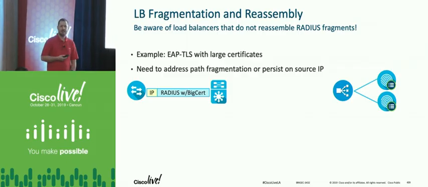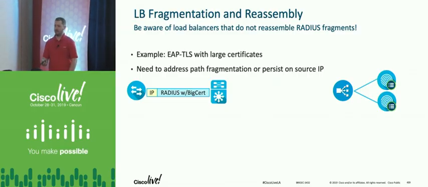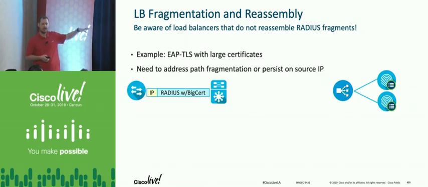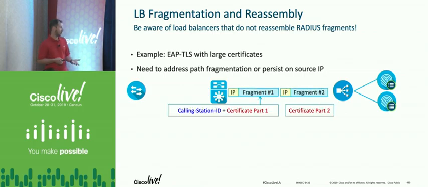Another thing that happens, if you are doing certificate authentication, EAP-TLS, EAP-TTLS, PEAP-TLS, you've got client certificates that are being encapsulated in RADIUS. Well, sometimes they get very large, and it can cause IP fragmentation.